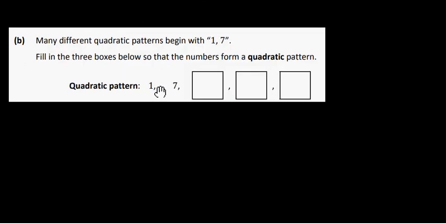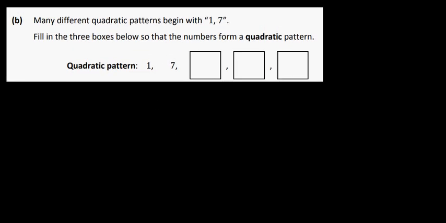This is part B, and here it says many different quadratic patterns begin with 1 and 7. Fill in the three boxes below so that the numbers form a quadratic pattern. So in this particular case we're going to look at 1, 7, and then we've got to work out the next three terms. Now for quadratic patterns we know that the second difference has to be the same. So the first difference here is going to be different. So our first difference here, as we found out previously, is plus 6.